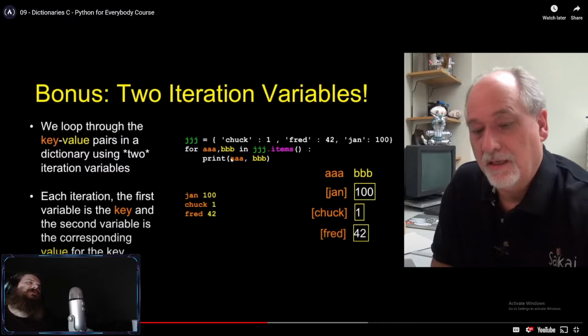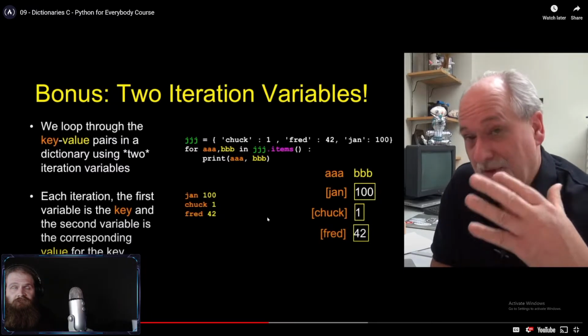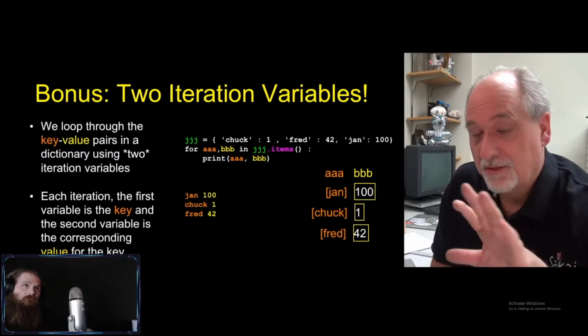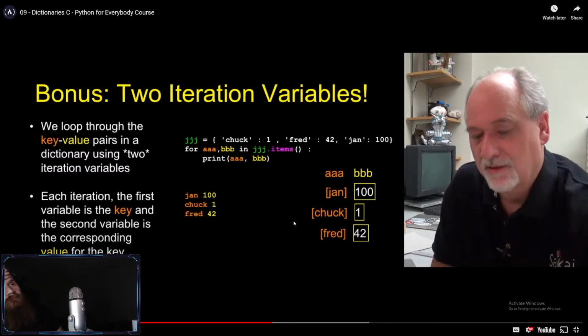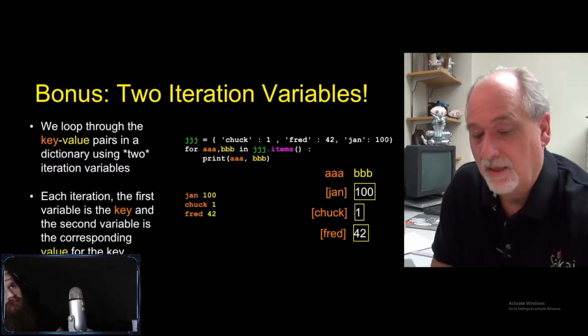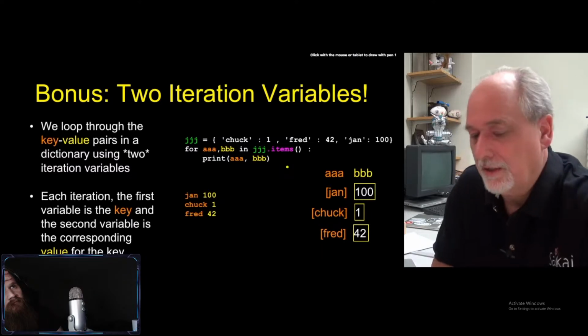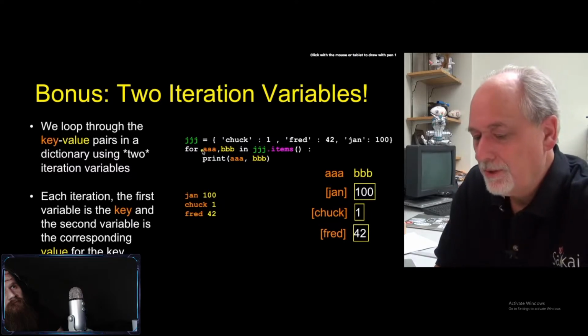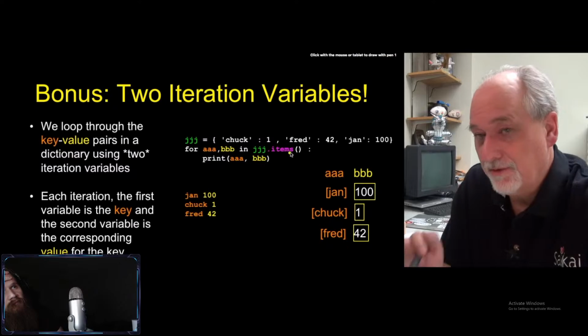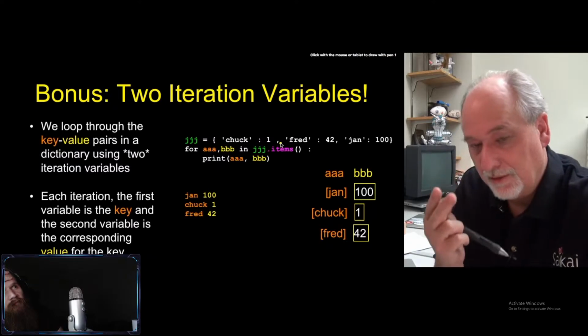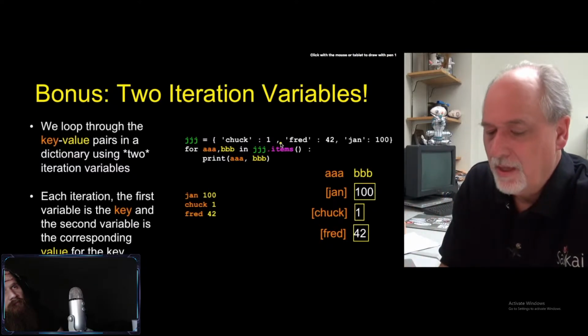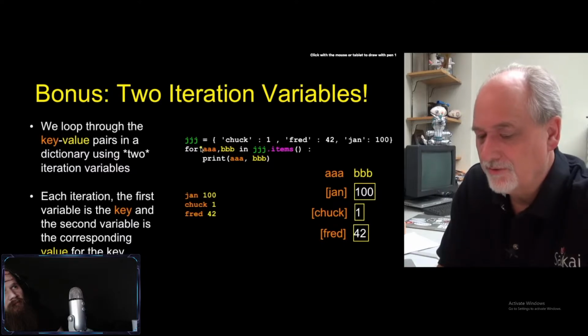So that gives us back a list of key value pairs, because it's not just a list of keys or a list of values, it's actually a list of key value pairs. That allows us to write in Python a very clever and elegant loop. Each item in the list has a key and a value, and we can actually take 2 iteration variables. For AA, comma BBB, this is 2 iteration variables.